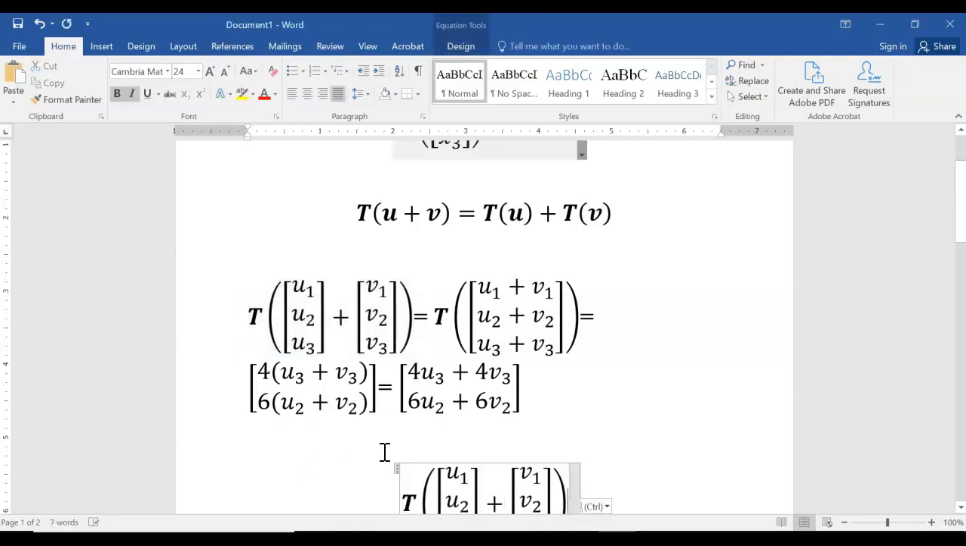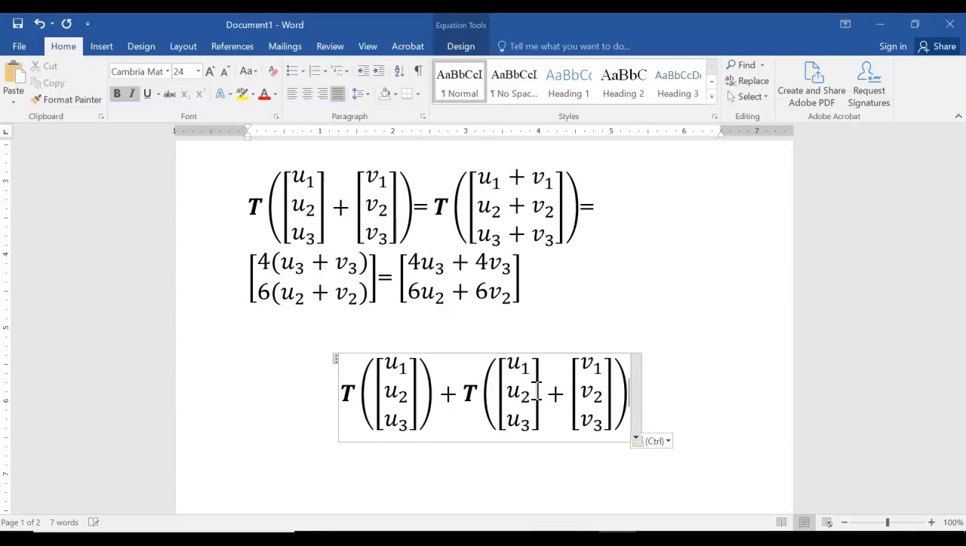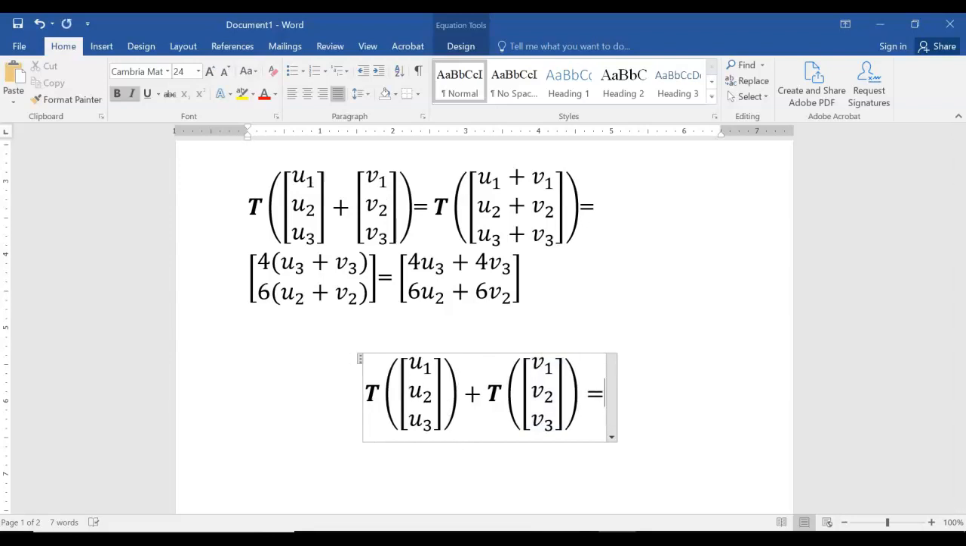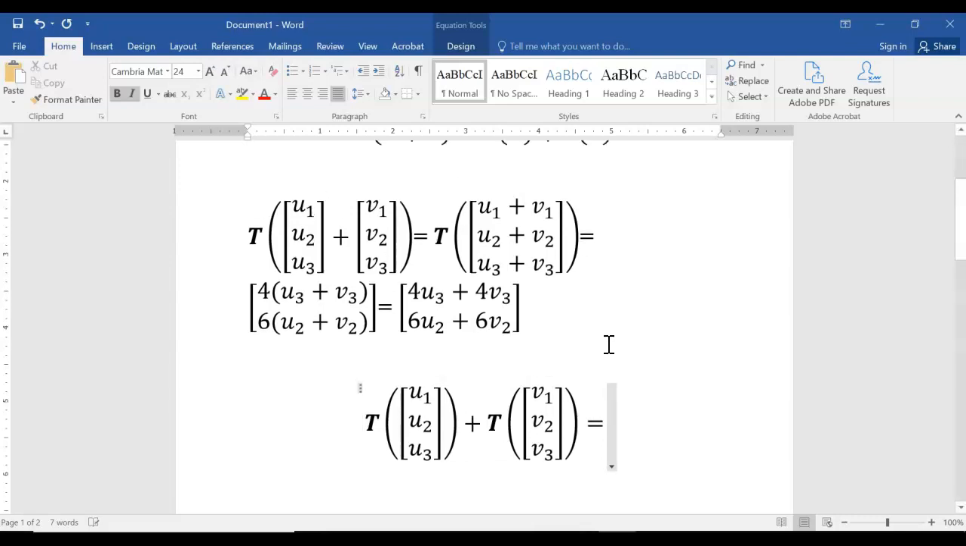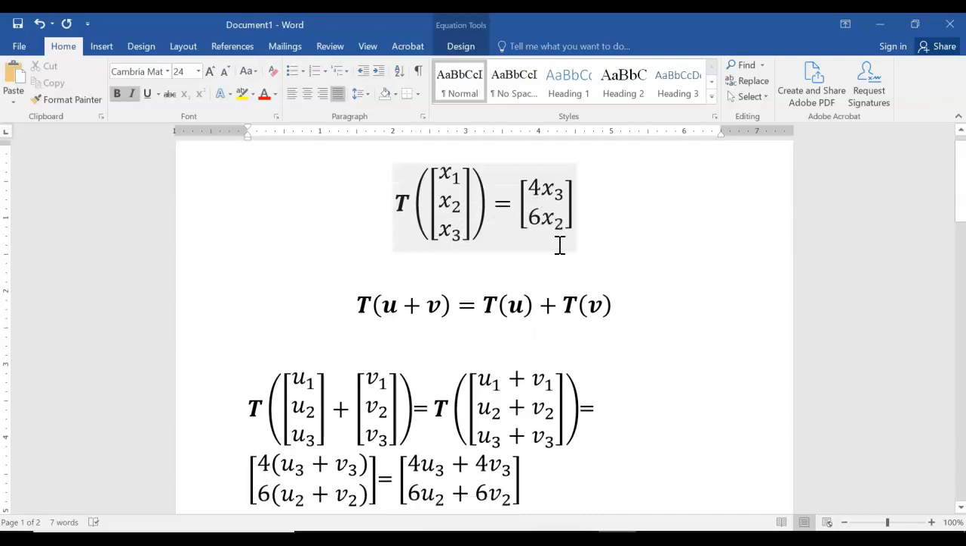All right, so if we did the transformation first and then added, what would we be doing? We'd be taking an arbitrary u, applying the transformation, and then adding it to an arbitrary v in which we applied the transformation. Now, if we did that, our transformation tells us that we're going to create a two-dimensional vector, a vector from R2, which takes 4 times the third entry and then 6 times the second entry.